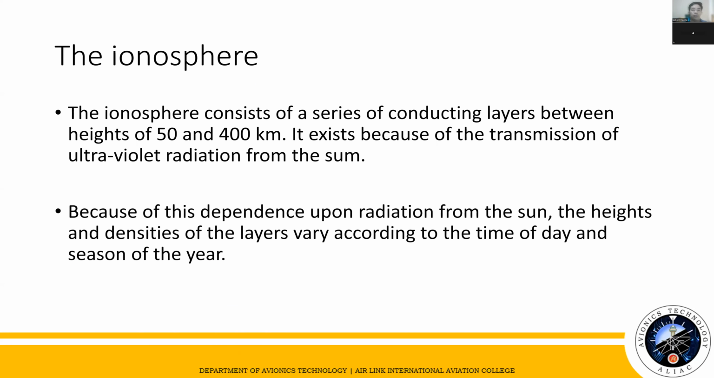So when we talk about the ionosphere, the ionosphere consists of a series of conducting layers between the height of 50 to 400 kilometers. It exists because of the transmission of ultraviolet radiation from the sun. Kaya siya nagkakaroon ng conducting layers dahil meron siyang transmission from the ultraviolet radiation galing sa sun.